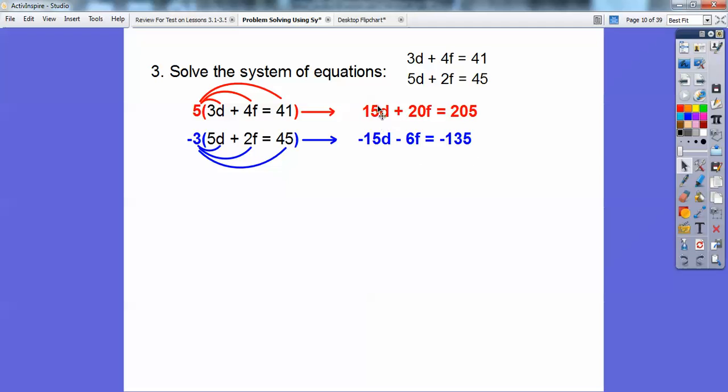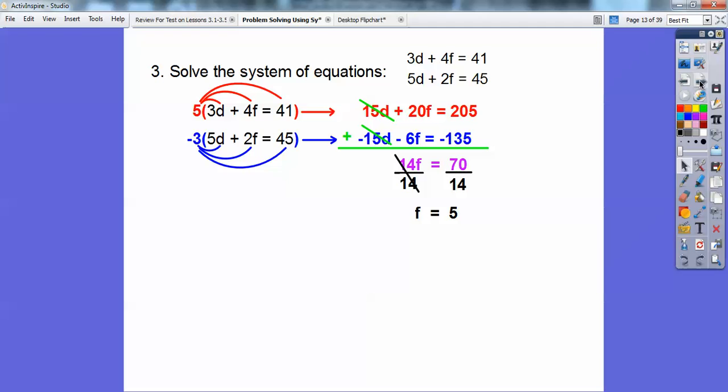Now they're ready to add, because the 15D and the negative 15D will cancel each other out. So I'm going to go ahead and add. There we go. And then 20F plus a negative 6F is 14F. And when I subtract these, I get 70. Then 14 times 5 equals 70. I do know that, you guys. So when we divide by 14, we get F equals 5.